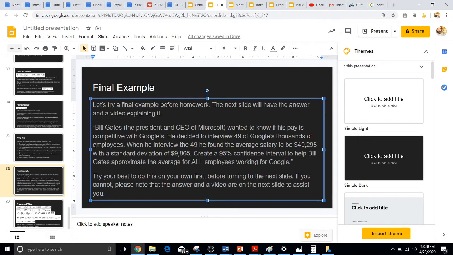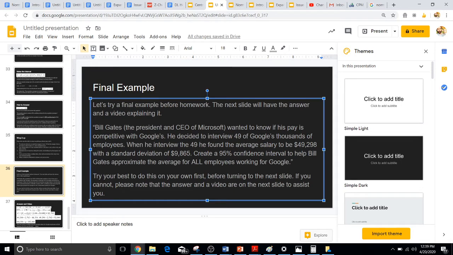All right, class, let's take a look at this final example. It says Bill Gates, the president and CEO of Microsoft, wanted to know if his pay is competitive with Google's. He decided to interview 49 of Google's thousands of employees. When he interviews the 49, he finds the average salary to be $49,298, with a standard deviation of $9,865. Create a 95% confidence interval to help Bill Gates approximate the average for all employees working for Google.